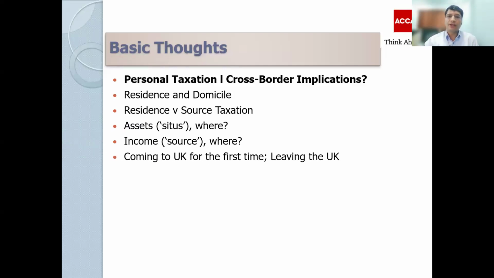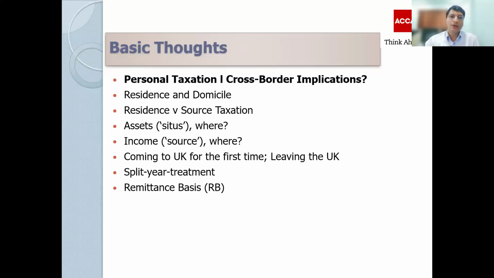Coming to the UK for the first time and leaving the UK will have implications on all of the taxes: income tax, capital gains tax, and inheritance tax. Also, this will have split year treatment implications. And remittance basis. What may be the conditions for remittance basis? In which circumstances can the remittance basis be used, where income is arising from more than one country, one being the UK and another obviously outside the UK.